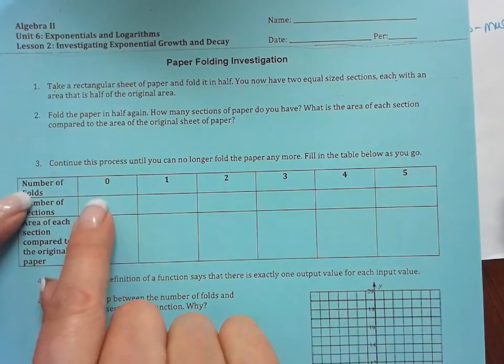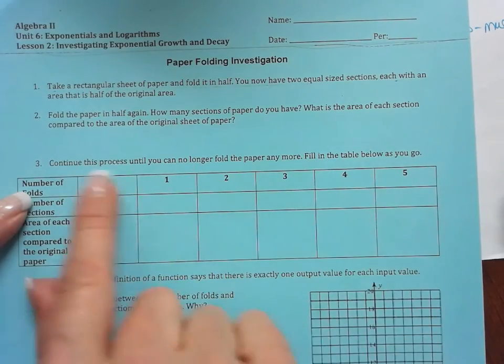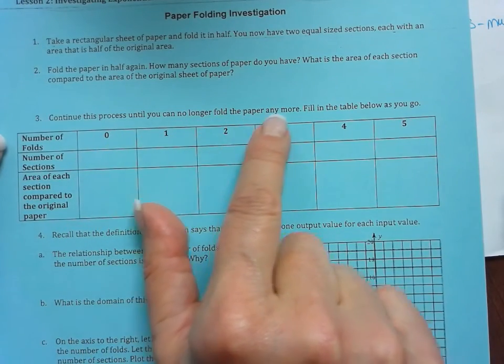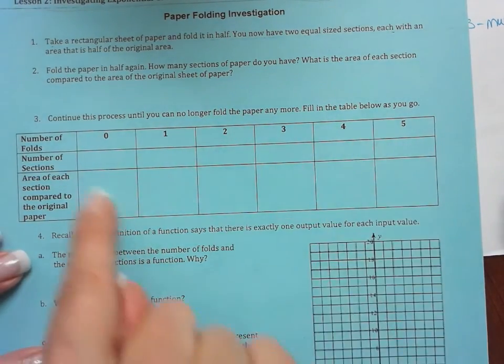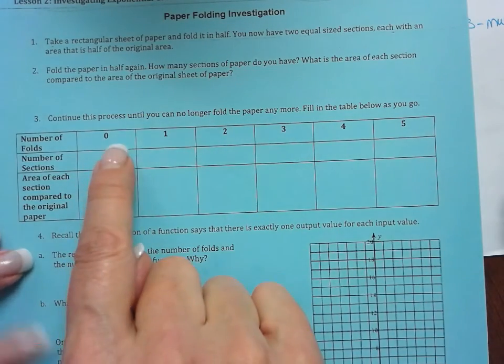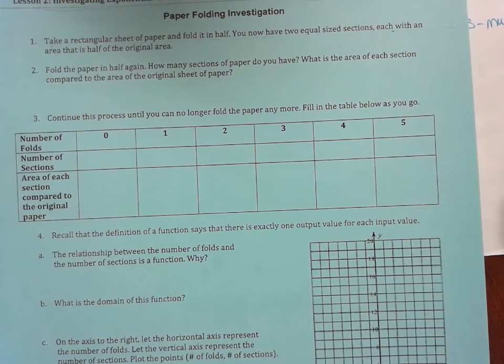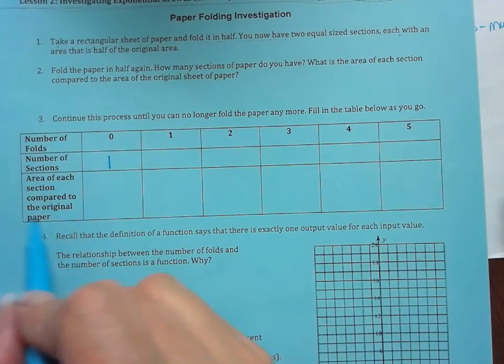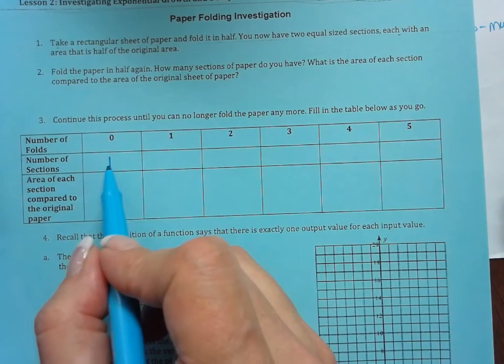What I want you to do is fill out this chart, because I want you to continue the process until you can no longer fold the paper anymore, and then fill out the chart, okay? So if the number of folds is 0, and you have this piece of paper, there's one section, right? And what is the area of this section compared to my original paper? Well, my area is still 1, right?